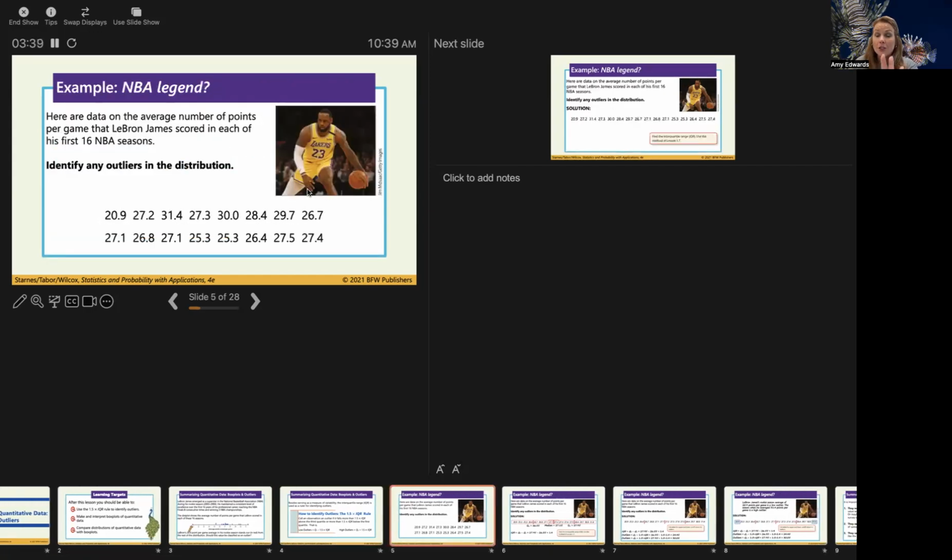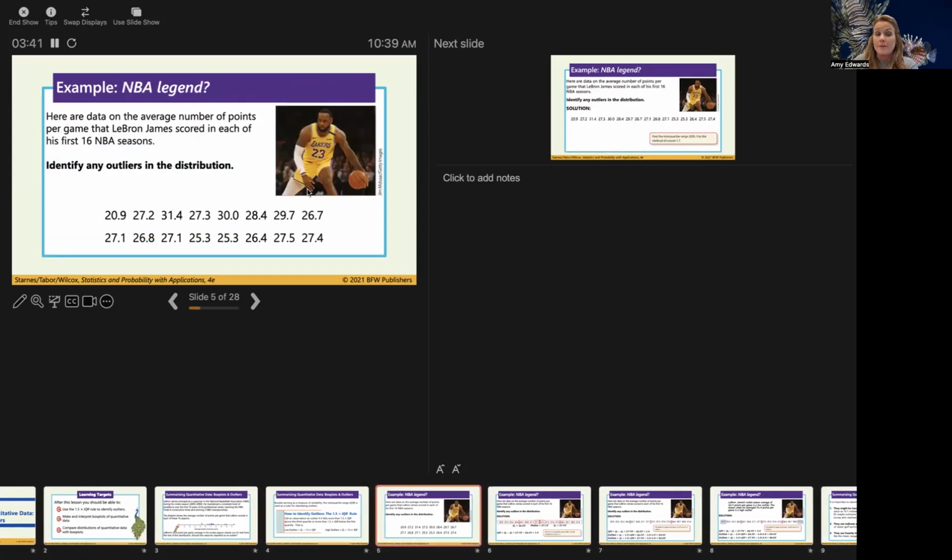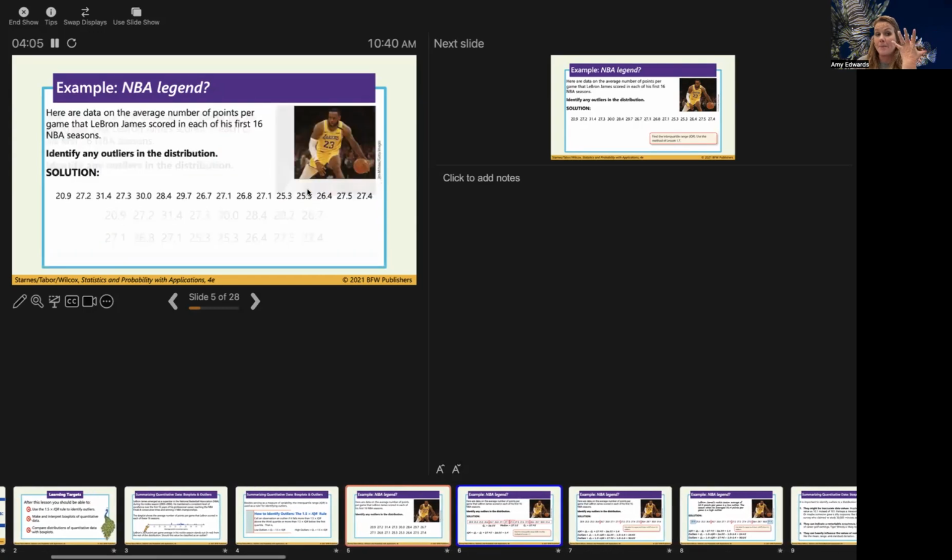Okay, so let's do this example with LeBron. Identify any outliers. I'm going to statmedic.com/applets. I'm picking quantitative, one sample, and I'm keying in all these numbers. And then I'm hitting begin analysis, and it's going to spit out that summary. And you're going to see on there, you've got min, Q1, median, Q3, max. That's our 5-number summary.